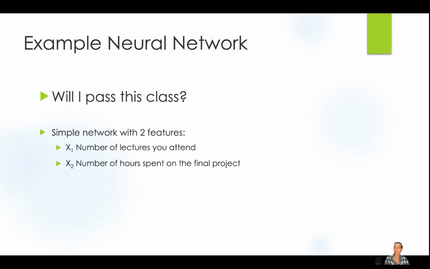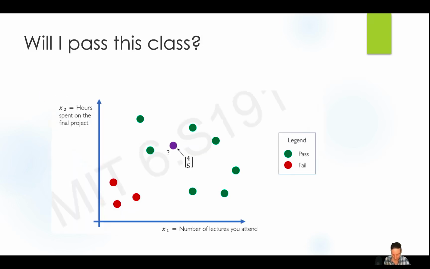So here's an example. Let's go through the calculation. Let's take a simple neural network with 2 features. Will I pass this class? It depends on the number of lectures you attend. It's not really the same. Let's say the number of video lectures you watch, and next to it the number of hours spent on the final project. So we could represent all this in terms of these 2 variables. The green dots are the previous examples we've seen last year where people pass, green, or fail, red.